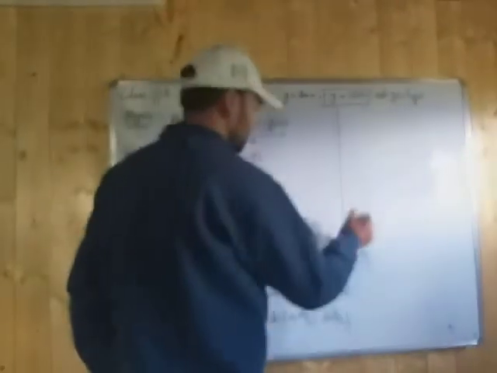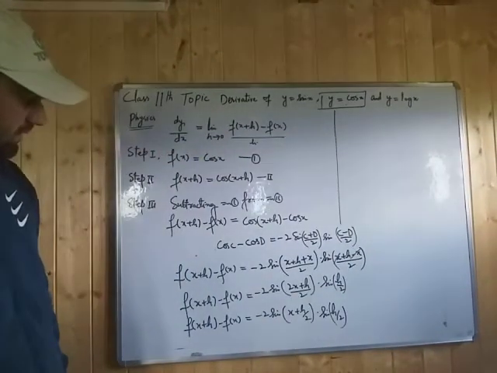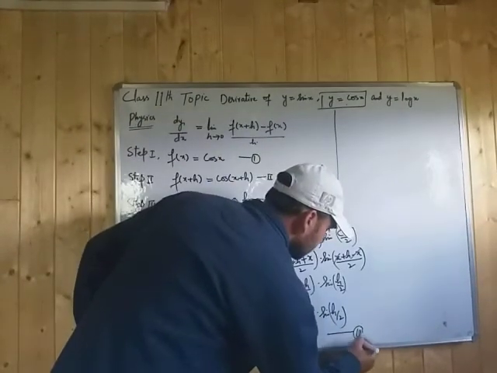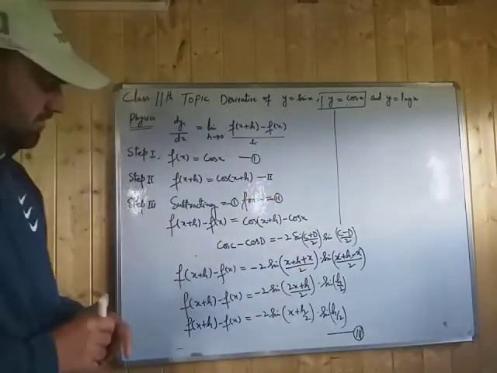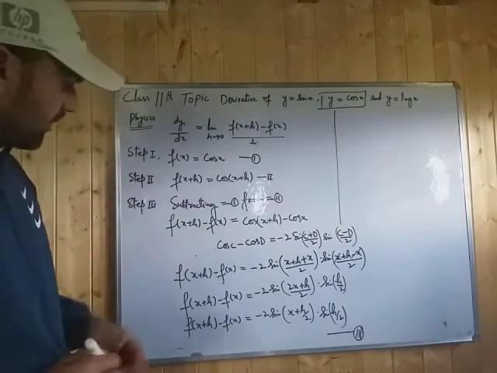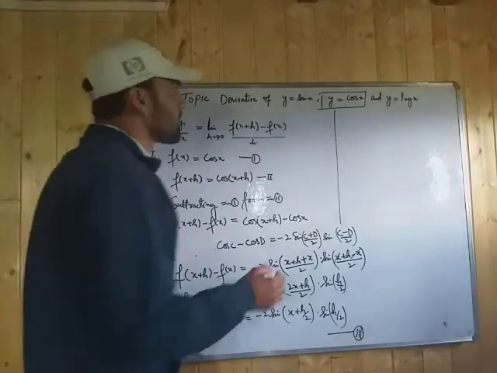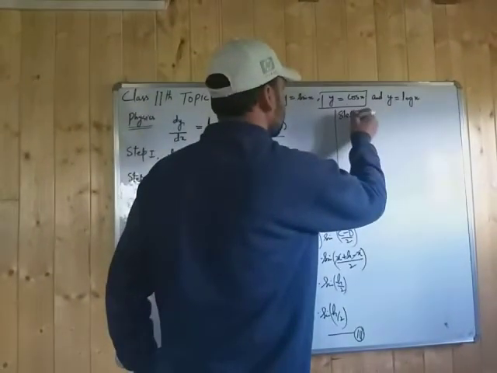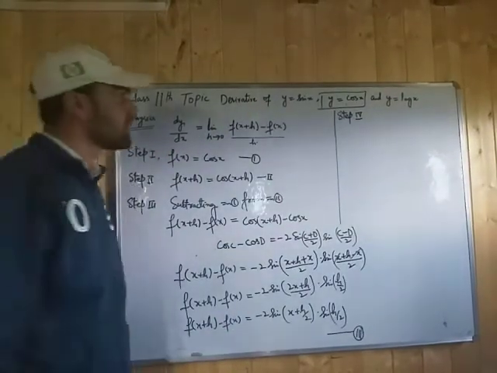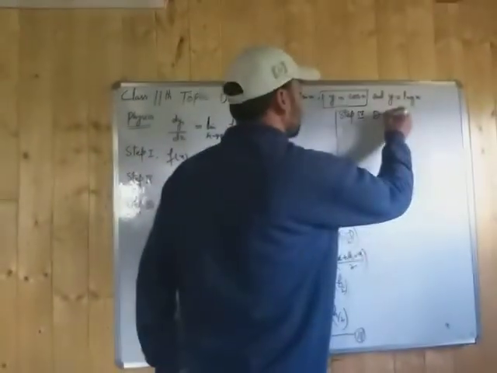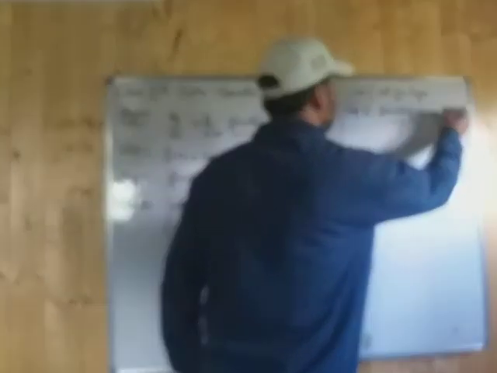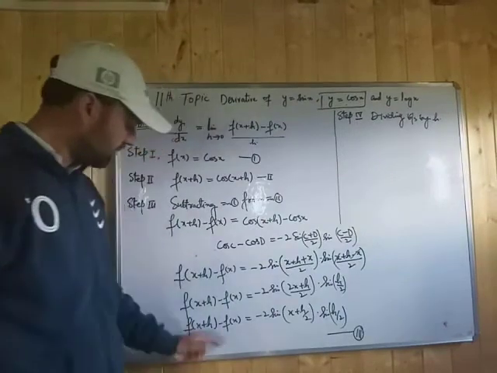Okay, so this is the third equation. Now the fourth step is dividing both sides by h. So we'll divide both sides by h.